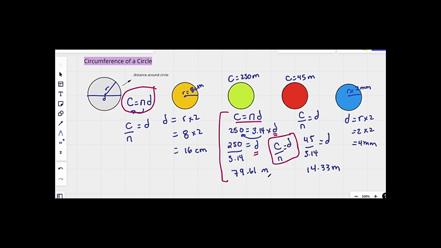If you've got a good memory and you can remember multiple formulas, then great. You remember this formula for calculating the circumference, and you remember this other formula for calculating the diameter.